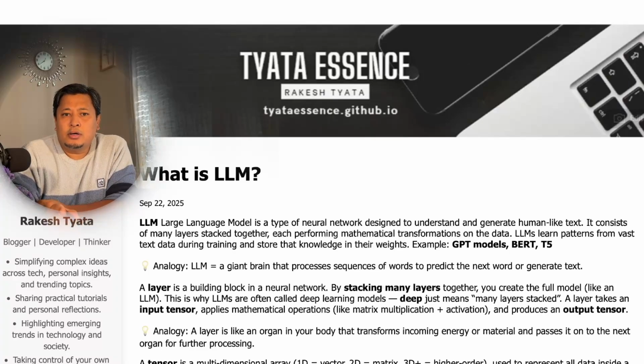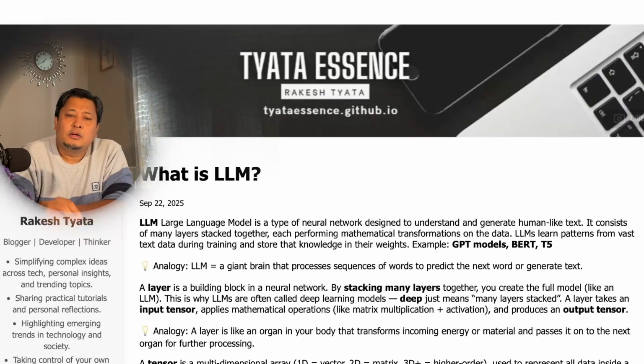Next, moving to layer. A layer is the building block of neural networks. By stacking several layers together, it forms a full model, also known as a large language model. Since it contains several layers of neural network stacked together, it is often known as deep learning. Deep in the sense that you have multiple layers of neural network stacked together.